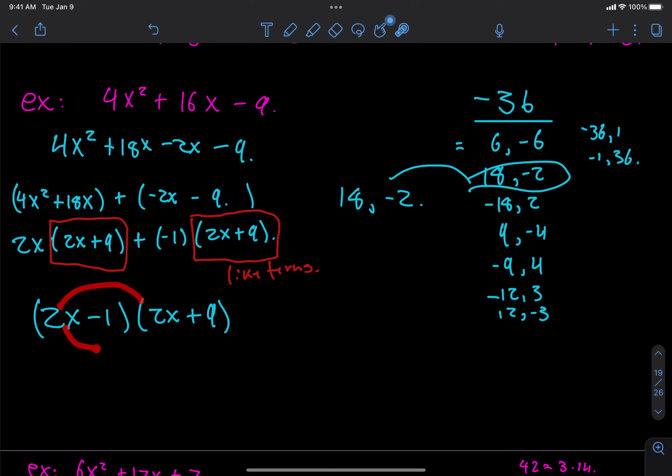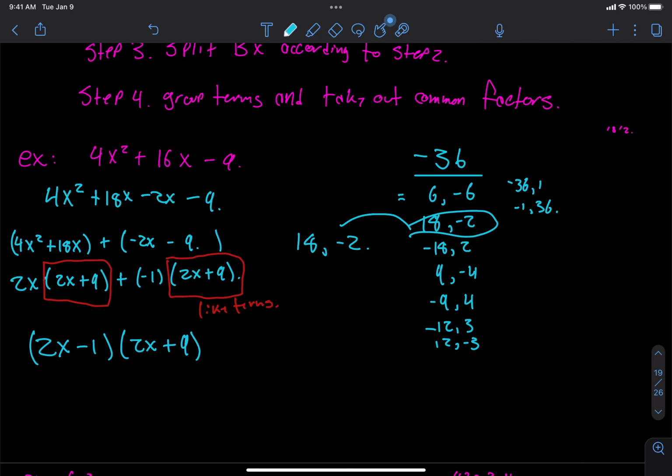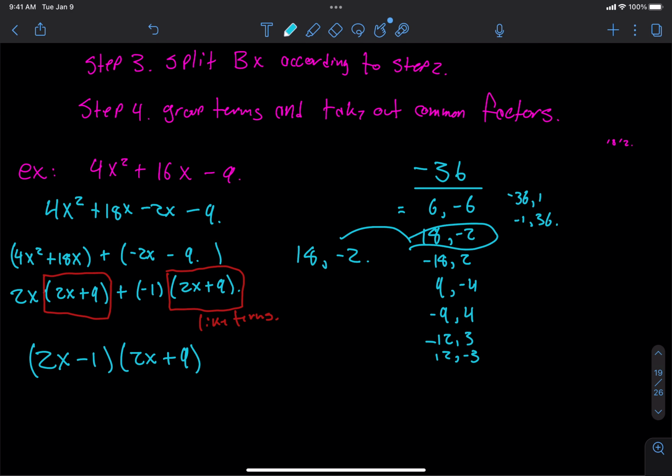So you can see that if I were to distribute the 2x onto this term, and then I distributed the minus 1 onto this term, then I would get back what I have in the line above. Okay, so that's another way to do factoring. Why do I like this method? I like this method because it works well when A is not 1. Okay, any questions about this grouping method so far?